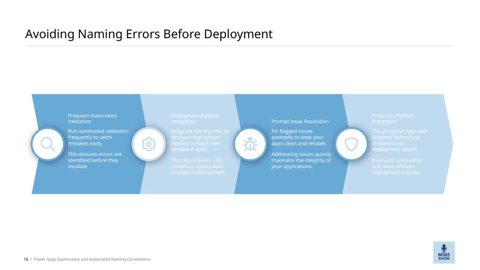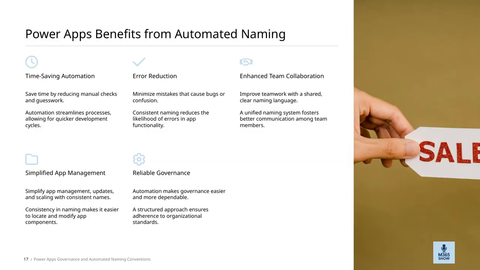Integrating naming checks directly into your deployment pipeline is a crucial step. This way, non-compliant apps are caught and blocked before they even reach deployment, ensuring only compliant applications move forward. And don't forget about frequent automated validation. Running these checks often helps catch mistakes early on. By identifying errors early, we prevent them from escalating into bigger problems later on. All of these steps work together to create a robust process that minimizes errors and makes deployment smoother and more predictable. Power Apps benefits greatly from automated naming, especially when it comes to governance.